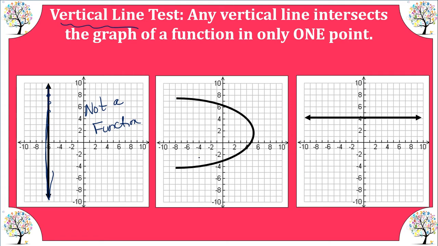Now here we have a horizontal parabola, and if I draw a vertical line, we can easily tell that it intercepts at more than one point. So this is not a function. This example, we have the horizontal line. If we draw a vertical line anywhere on the graph, it only intercepts at one point. So this is a function.